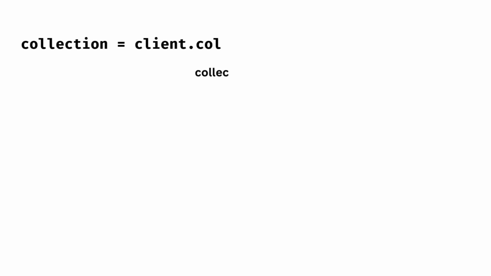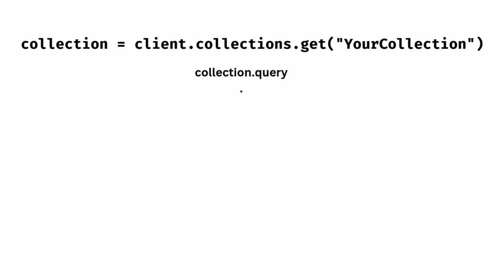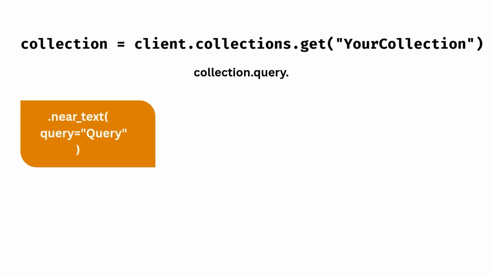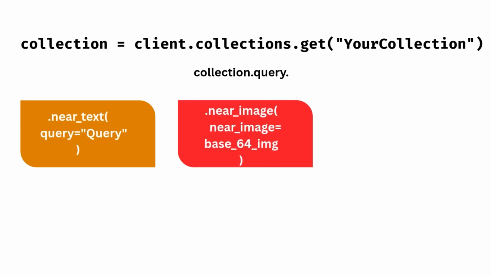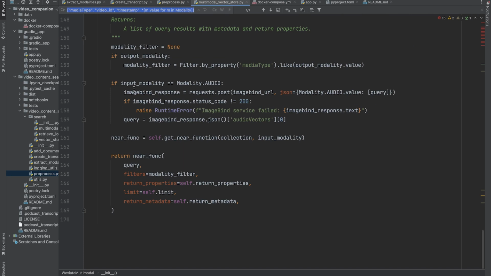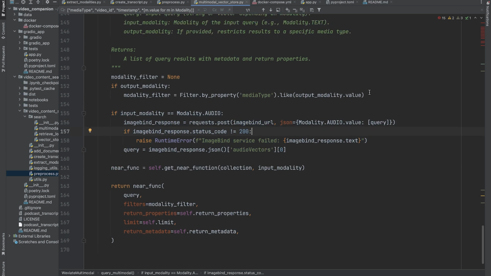Querying Weaviate is straightforward. It supports multiple search methods: near text for text queries, near image for image queries. And while there is no native near audio, we handle it using near vector. For audio, I extract the embedding first using ImageBind. That's why we expose the ImageBind Docker port, so our Python code can send a request to localhost/vectorize. To keep results clean, I apply a filter by property media type like and whatever output modality we want.